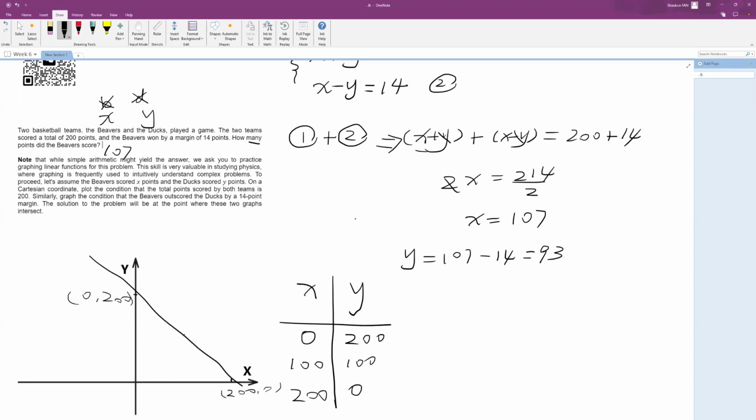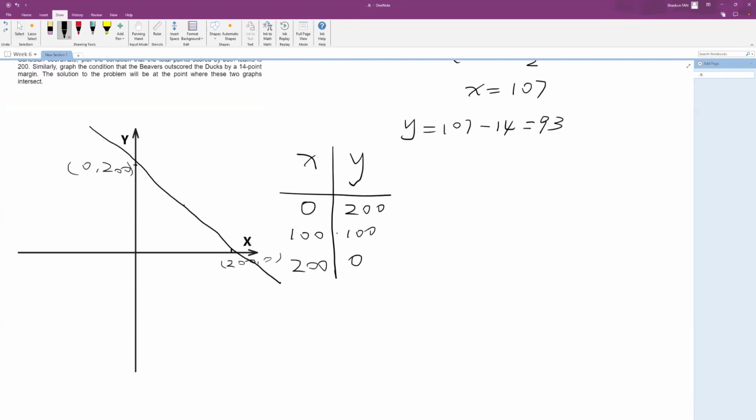Not exactly 100% accurate, but assume this is a line, okay? So that is the first equation that we want to draw on this two-dimensional coordinate system. This is my equation 1, which is x plus y equals 200. What does this line mean? Any point on this line, pick any point, the sum of the x and y coordinates must be equal to 200. So that's the meaning of all the points on this particular line.